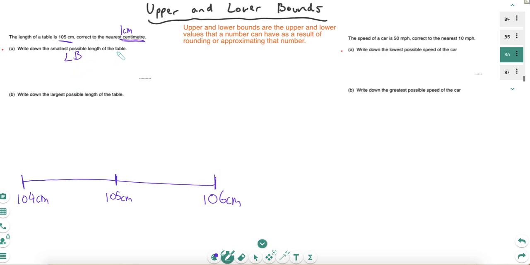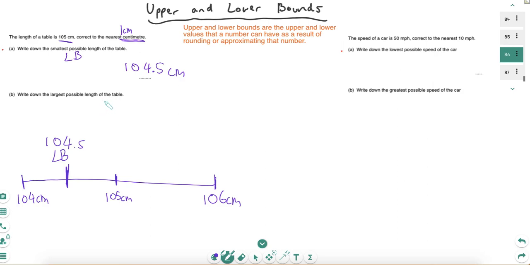And to find the smallest possible length of the table, we're going to find the midpoint of 104 and 105. So for the lower bound, the midpoint of 104 and 105 is going to be 104.5. And that's the lower bound. That's the smallest possible length the table can be, 104.5 centimeters. Now, the upper bound.